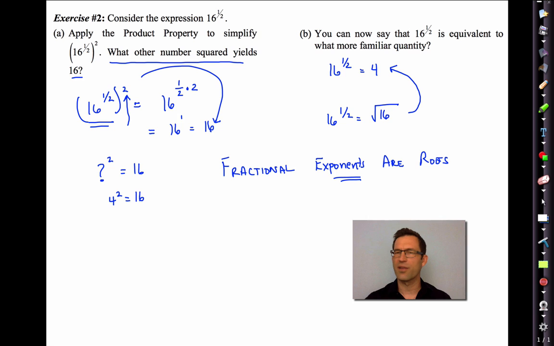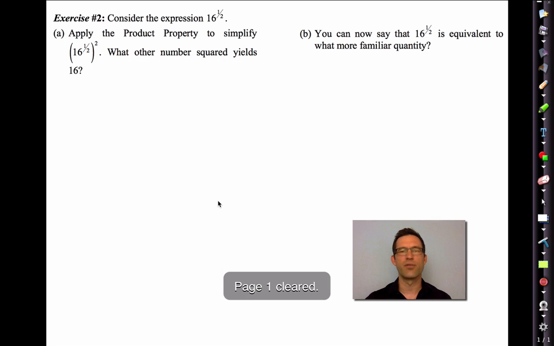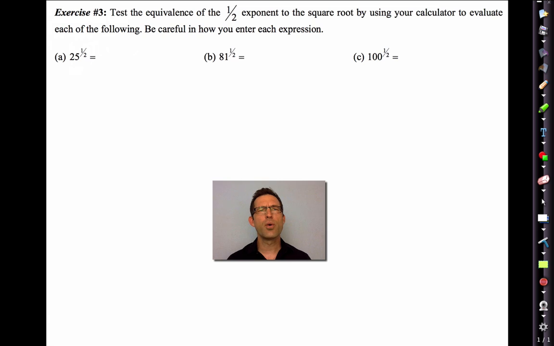All right, let me clear out the text. Then let's try to reinforce this. Test the equivalence of the 1/2 exponent to the square root by using your calculator to evaluate each of the following. Be careful how you enter each expression. All right, well, it's been a little bit since we've opened up the TI-84 Plus, but let's do it right now.